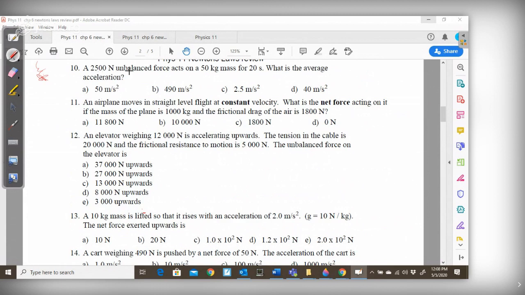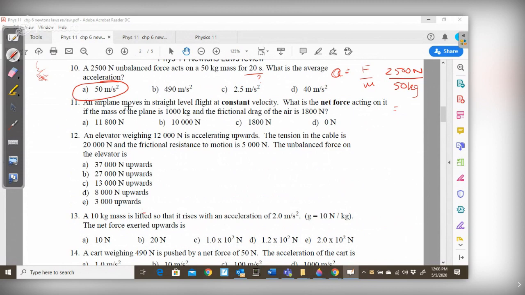A 2,500 Newton unbalanced force acts on a 50 kilogram mass for 20 seconds. What is the average acceleration? So F is equal to ma, so acceleration will equal our force divided by our mass. So we'll have our 2,500 newtons divided by our 50 kilograms, and that works out to be 50 meters per second squared. Again, the 20 seconds, what's with that? We don't need it. We're not going to use it.